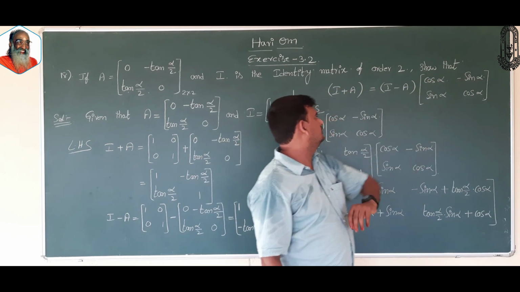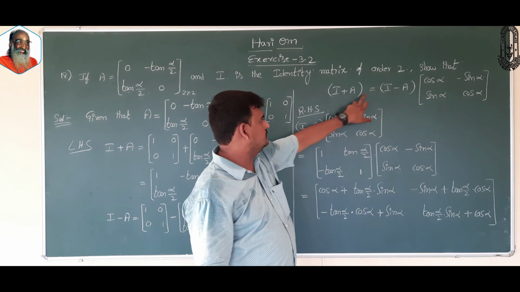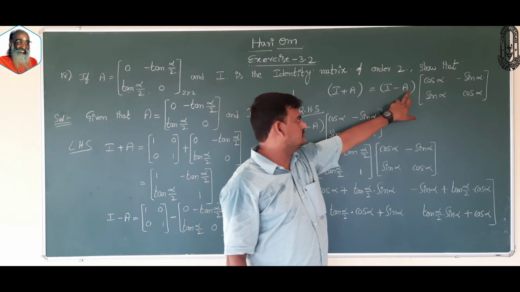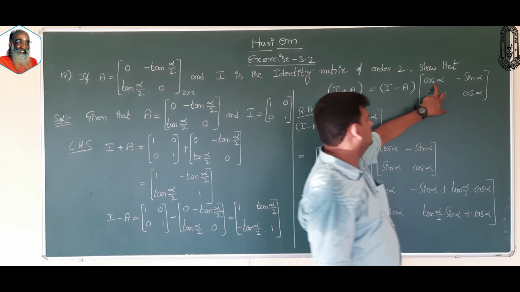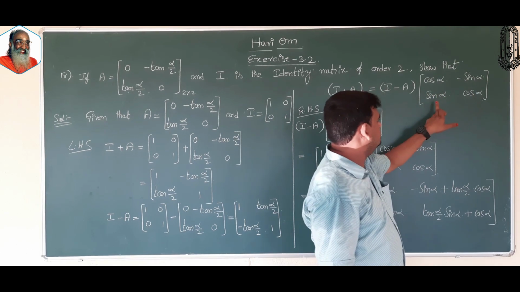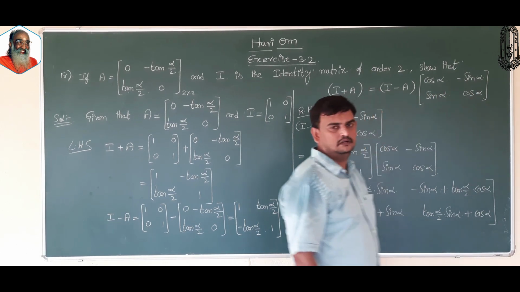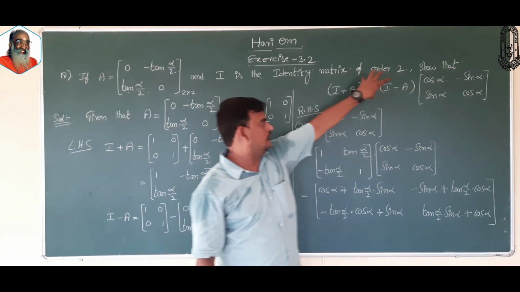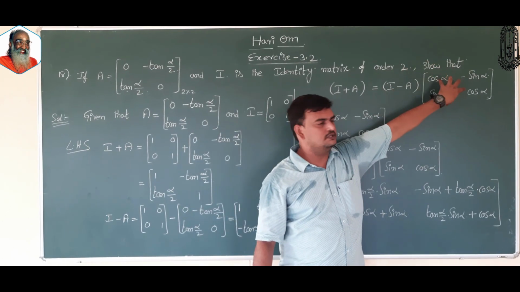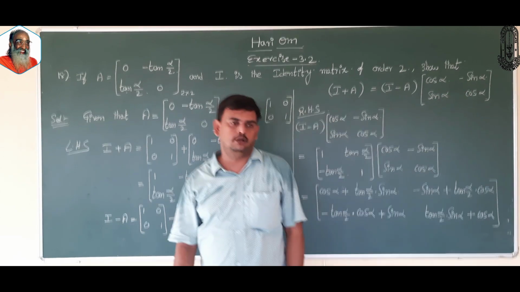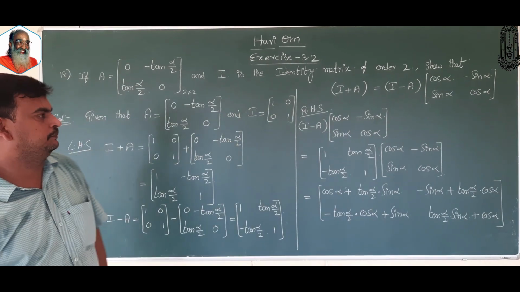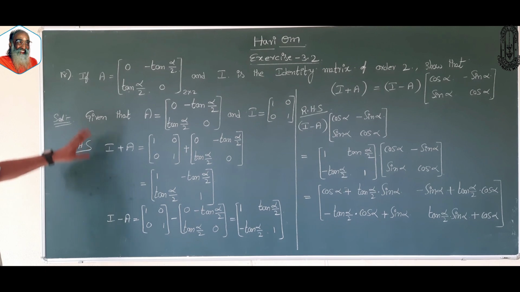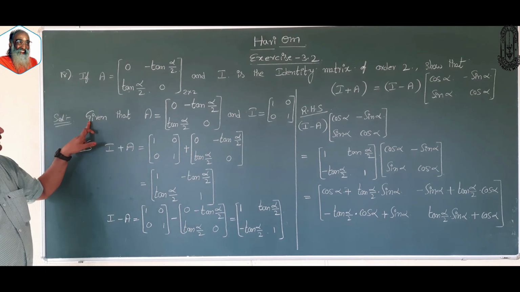Show that I plus A is equal to I minus A into the matrix cos alpha, minus sin alpha, sin alpha, cos alpha. Means I plus A value and I minus A into this matrix, both must be equal. Then how to show this problem? Now, let us see the calculation.